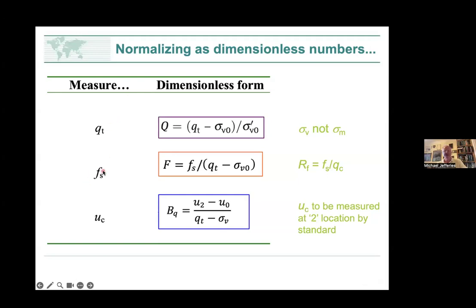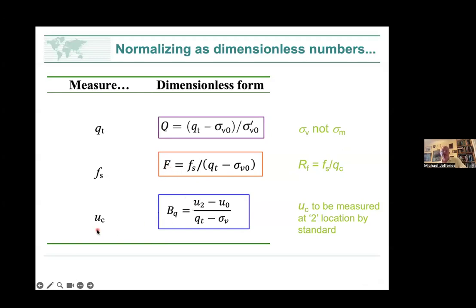The friction sleeve, we measure fs. The standard dimensionless number is over here. We divide it by that term there. So we're normalizing it by the tip resistance compensated for the buoyancy component of the confining stress. Rf, which you sometimes see in the literature, is simply the ratio of fs to qc. The problem with that ratio is that it's not allowing for the effect of the vertical stress. So F is the standard notation. F and Rf are not the same. If you're in silts or slime tailings, they can differ by a factor of 2. So you need to be careful what's being used, and F is the one you should be using.